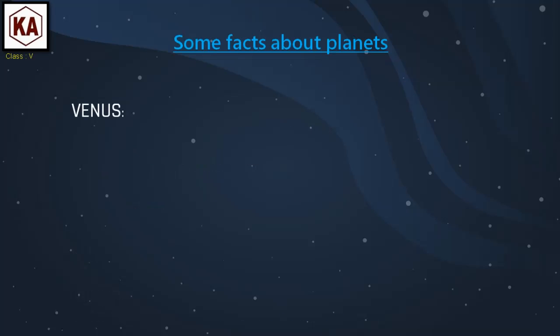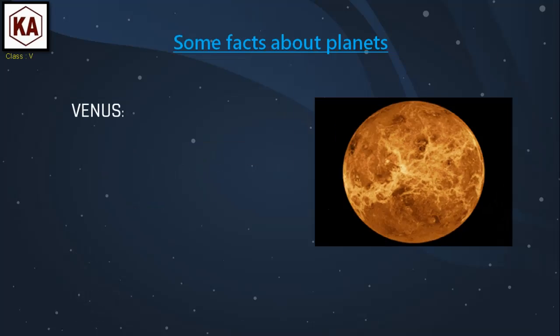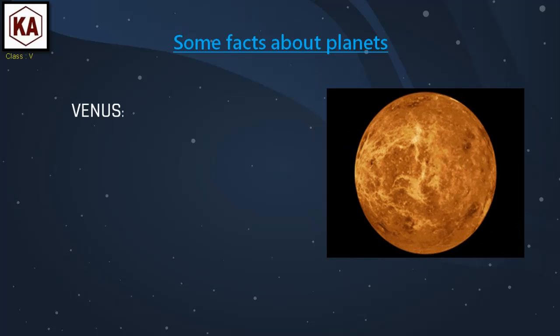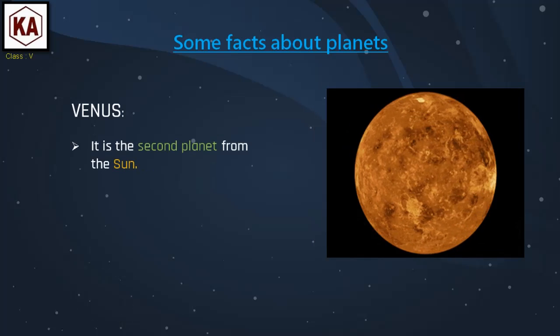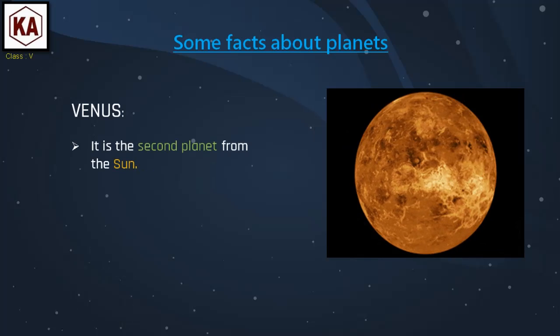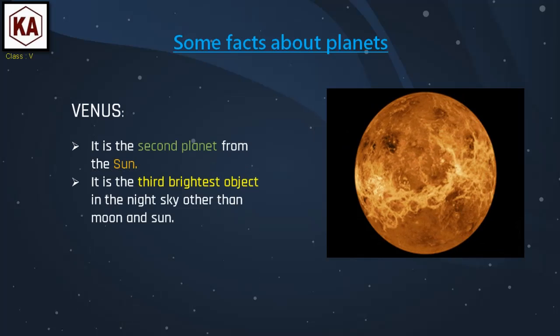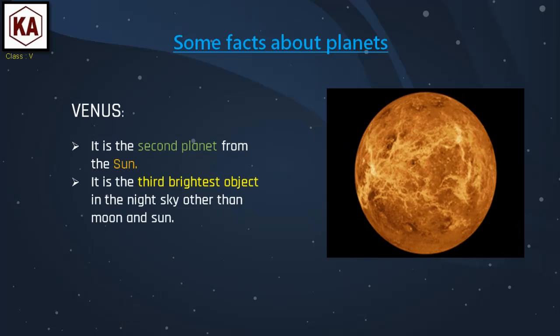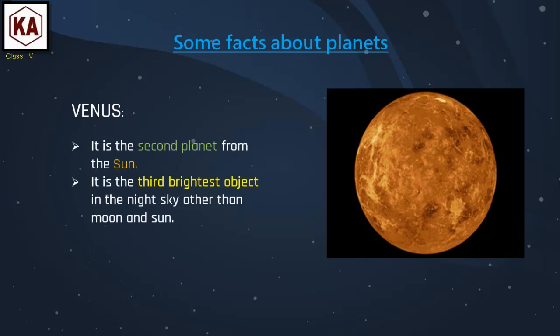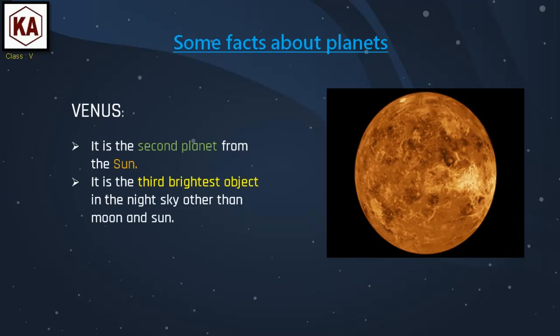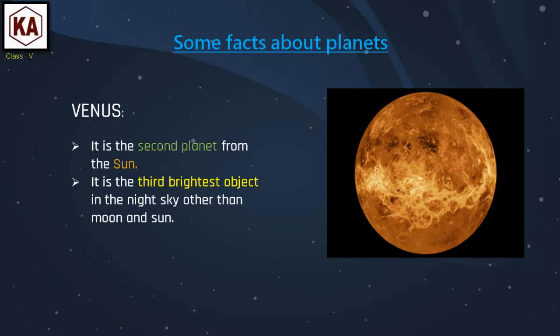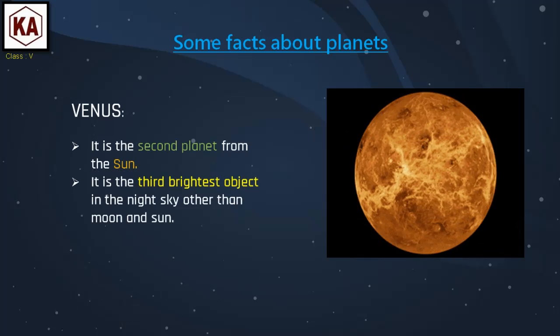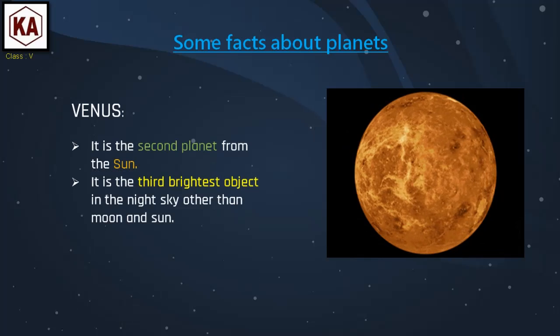Then we have Venus. What a beautiful color it has. This is the second planet from the sun. It is the third brightest object, and you can see Venus at night. You can locate it in the sky, okay?